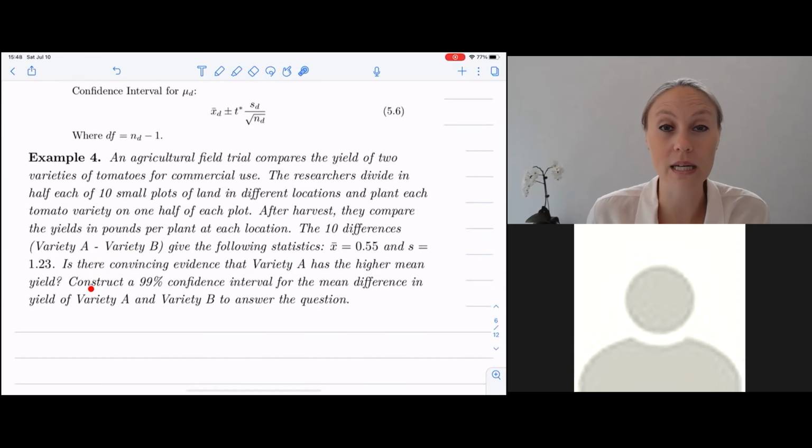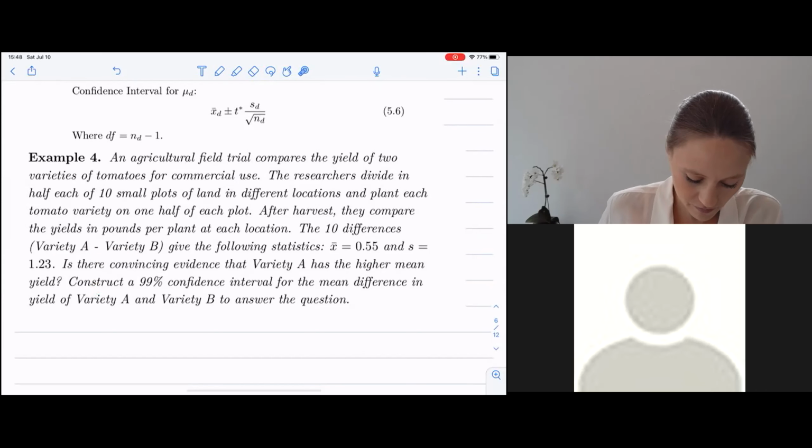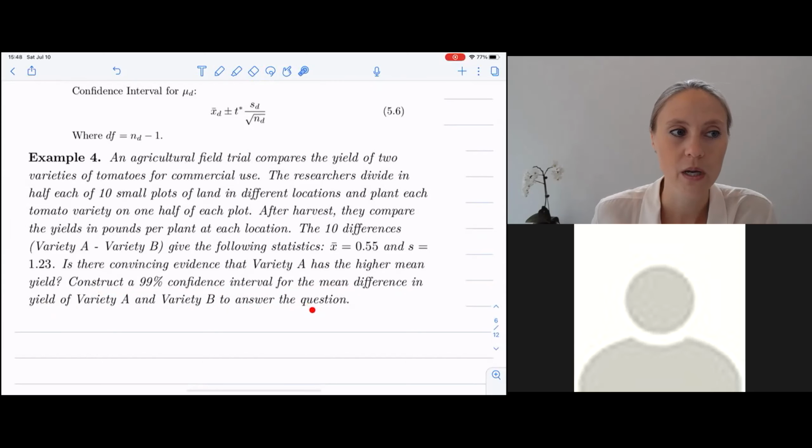So it is not asking for a hypothesis test, although we definitely have everything that we need to do a hypothesis test to figure that out. So you have all the information that you need to do that, and maybe that's a good exercise to try. But you'll land on the same information as the confidence interval. So here we have to construct a 99% confidence interval for the mean difference in yield of variety A and variety B to answer the question.